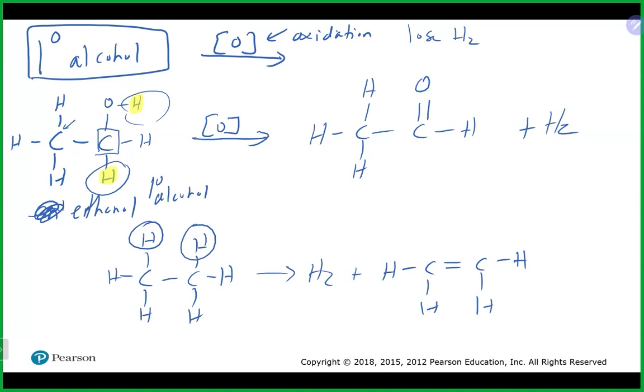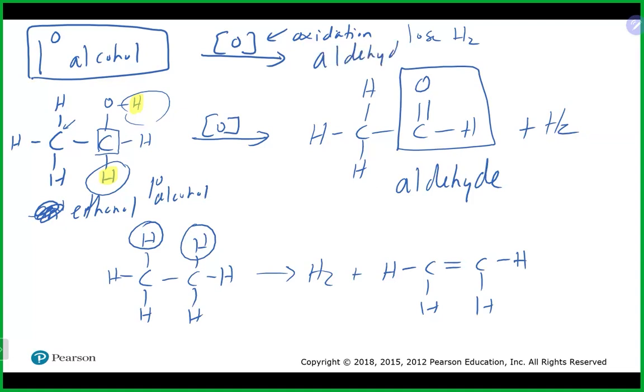So you will make this guy right here. We put a double bond between the carbon and the oxygen where we removed the two hydrogens from. And you get a new organic group right there. This is what is known as an aldehyde. So if you oxidize a primary alcohol, you will get an aldehyde. Any questions on that there?